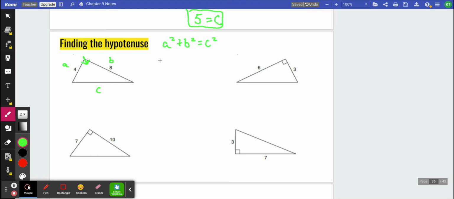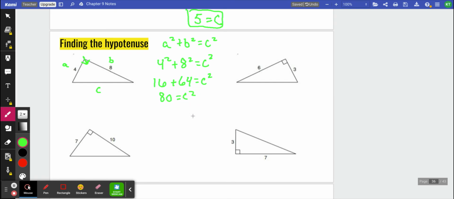So I'm going to say 4 squared plus 8 squared equals my hypotenuse squared. Remember, we have to do the squaring first. So that would be 16. 8 squared is 64. That's equal to C squared. So 16 plus 64 gives me 80.